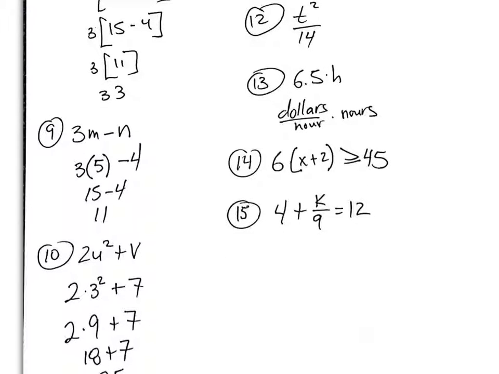Question 9. Evaluate the expression for the given values of the variables. So we're supposed to substitute in. 3 times 5 minus 4, so I plugged in 5 for m and 4 for n. 15 minus 4 is 11.